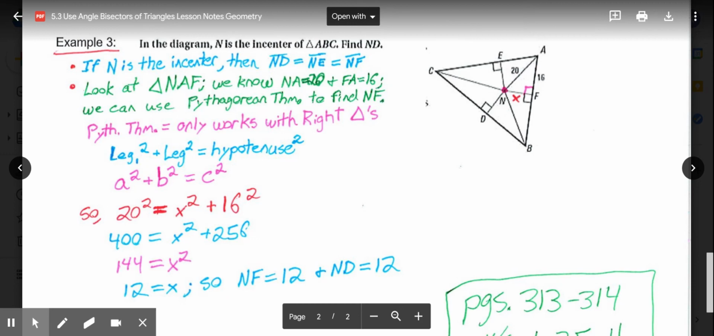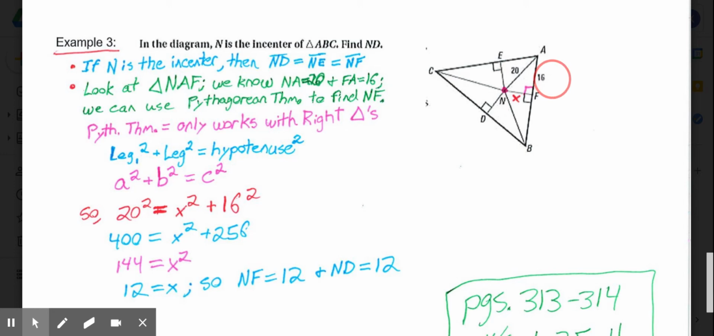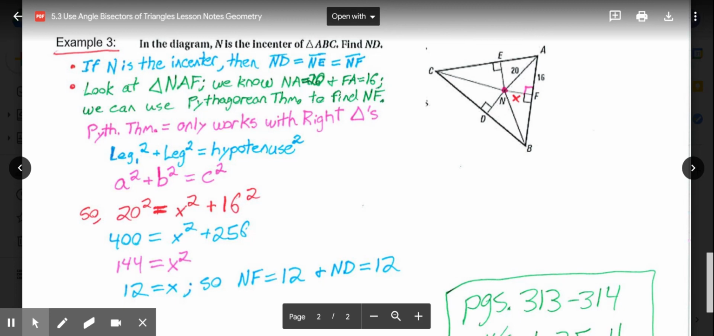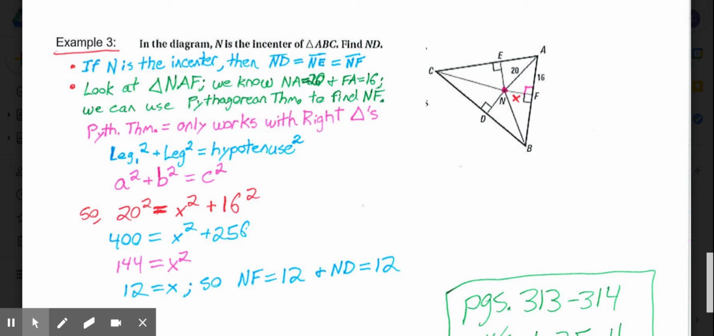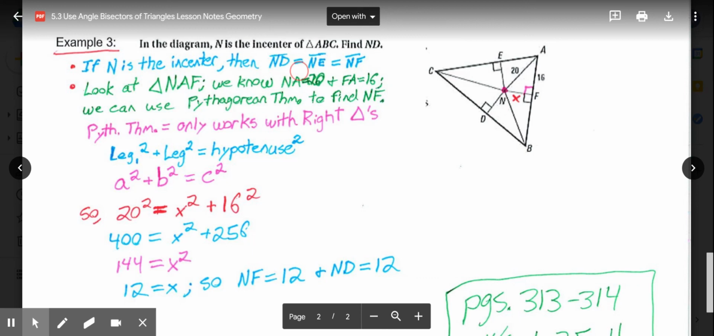So if we look at triangle NAF, so triangle N to A to F, this little triangle up here, we know that NA was 20, we know that FA was 16, so we could use the Pythagorean theorem to find NF. And we're going to come back to this idea more with the Pythagorean theorem, but I'm just going to show you the process here to get the ball rolling. So if N is the incenter, we know that NF would be the same as ND and NE. So I'm going to try to find NF.